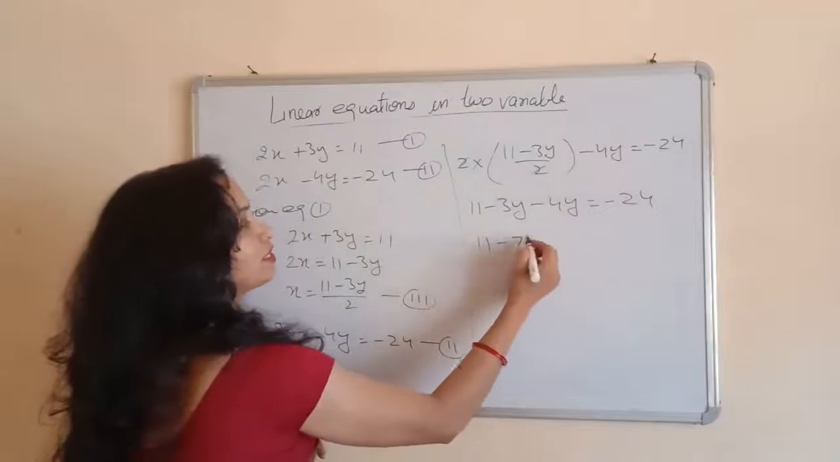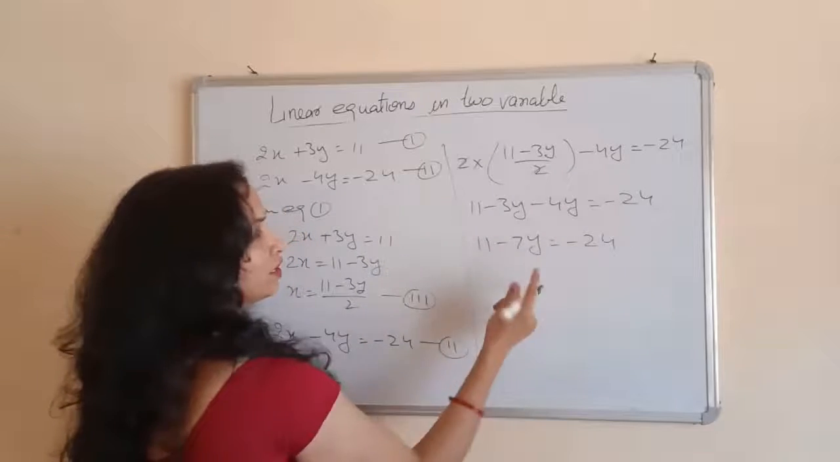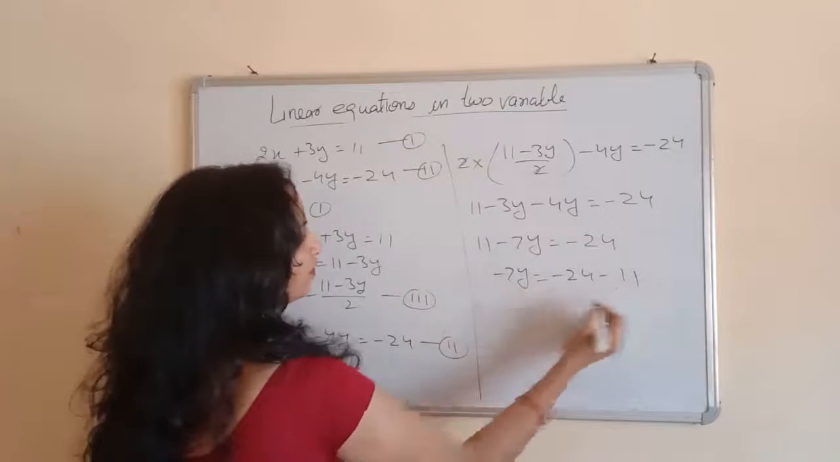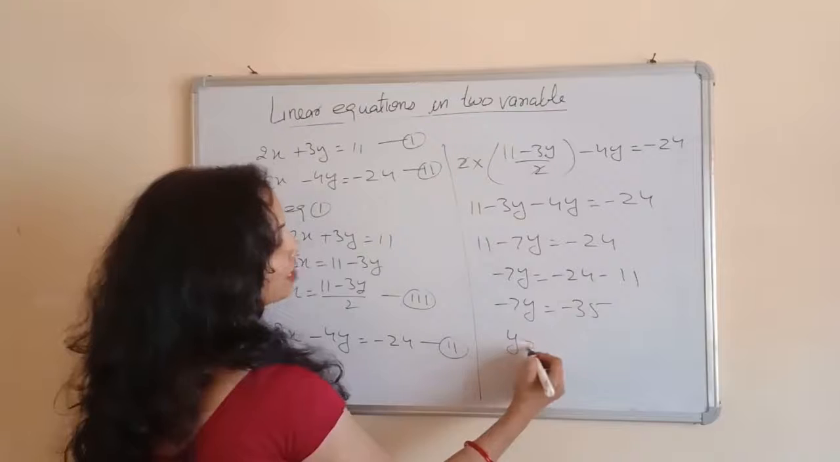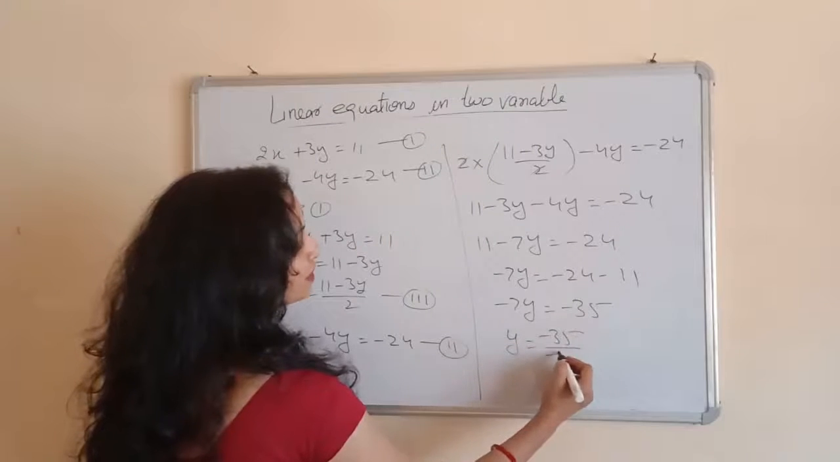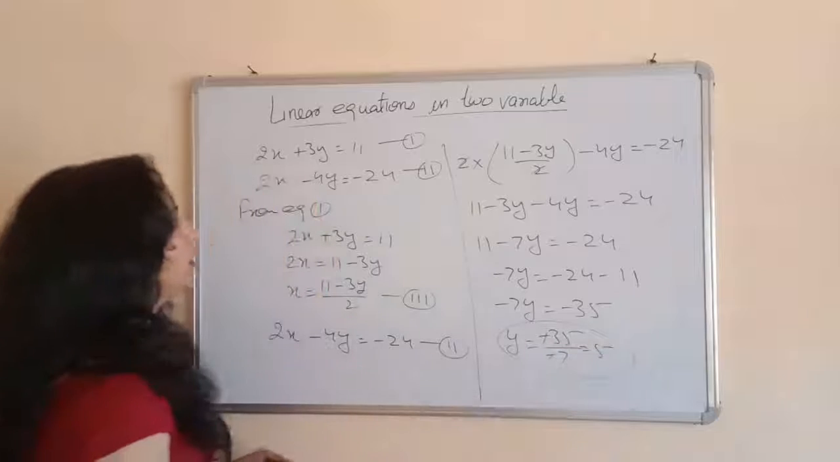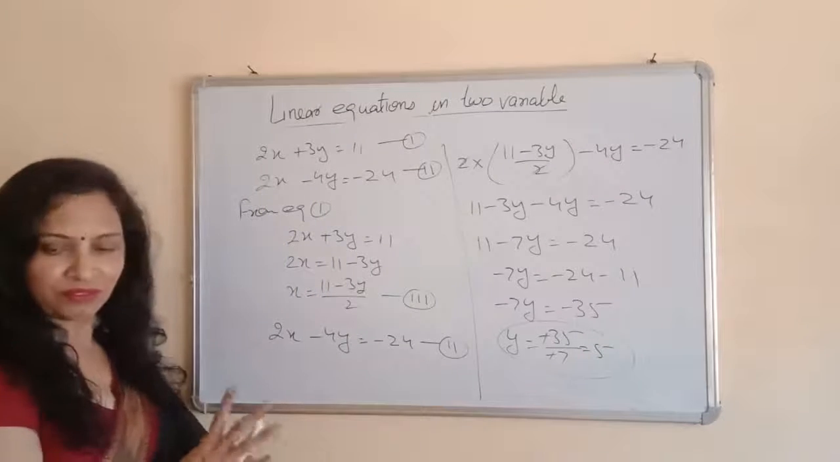So 11 minus 7y is equal to minus 24. Then this 11 will go towards the RHS and its sign will be changed. Minus 24 minus 11. Then minus 7y is equal to minus 35. And then y is equal to minus 35 upon minus 7. It means it is 5. So we found the value of y here. It is equal to 5.